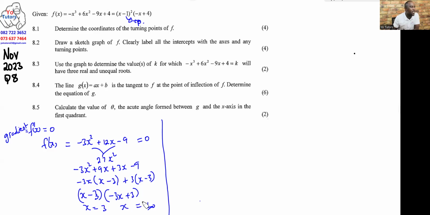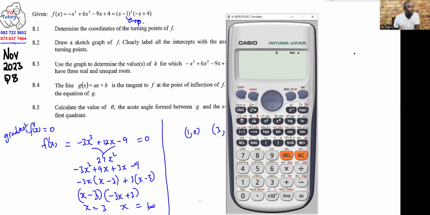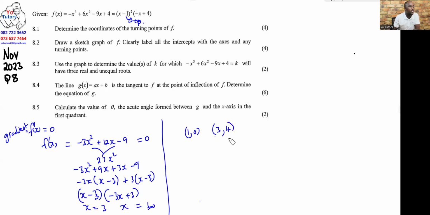So for this one, we know that it's a turning point. We know that the first one should be (1, 0). The other one is the one we need to punch in the calculator. So we punch in the calculator: -3³ + 6(3)² - 9(3) + 4, and we get 4. So it means that the other turning point is (3, 4).